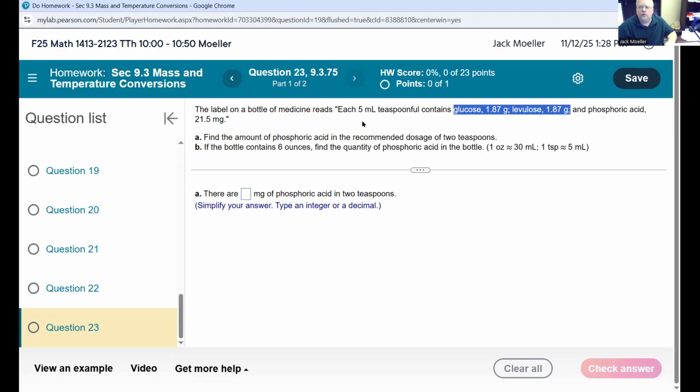Here's a question. Do we even care about those 5 milliliters? Because it says find the amount of phosphoric acid in 2 teaspoons. We actually don't even care about that 5 milliliters. All we care about is the teaspoon. It just so happens that 5 milliliters is 1 teaspoon. That's sort of what they're saying. But for these conversions, what we're starting with is 2 teaspoons.